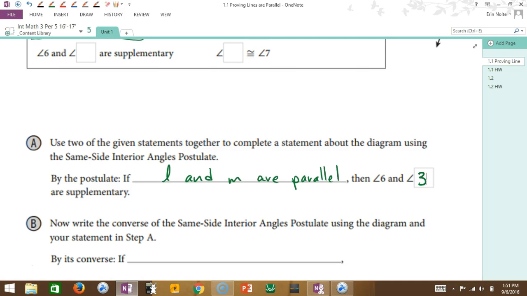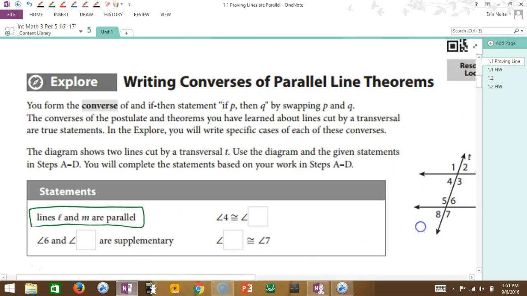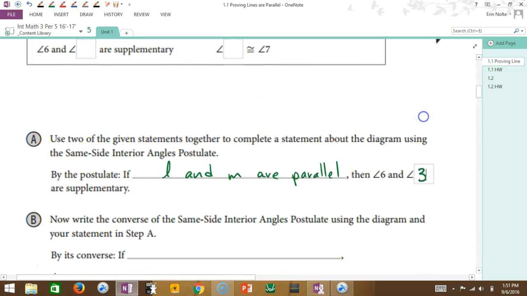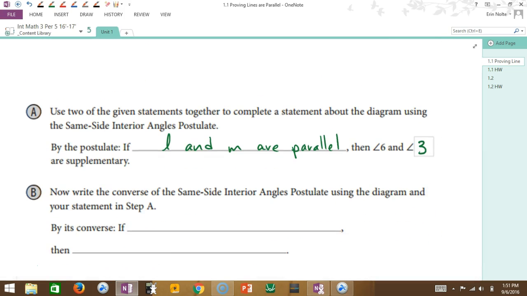All right, so we are now going to state the converse. Does anybody remember what converse is? Kind of like the opposite, right? So if we have if P then Q, then you just simply swap the P and the Q. So if Q then P. If our previous statement was if the lines are parallel, then the angles are supplementary, what's my converse statement?